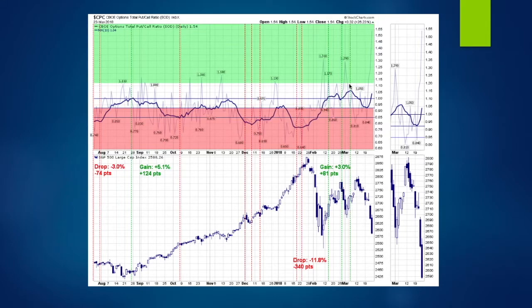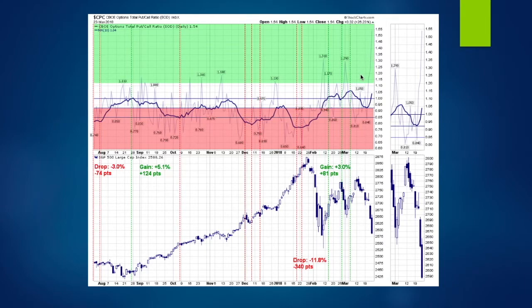So today we got an extremely high reading of 1.54, and that you could see is normally not sustainable. And so we will see now, since the majority of the market is bearish, how the market reacts and if we are going to turn up.